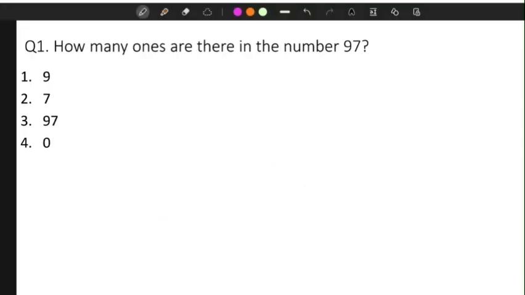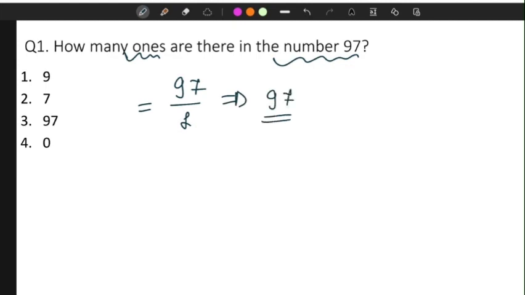Here the first question is asking how many ones are there in 97. This is something we have already discussed in our basic foundation classes: what are ones, hundreds, tens, thousands, 10,000s. Whenever we calculate ones for any given number, like 97, we simply divide it by 1. So the answer will be option C, that is 97.